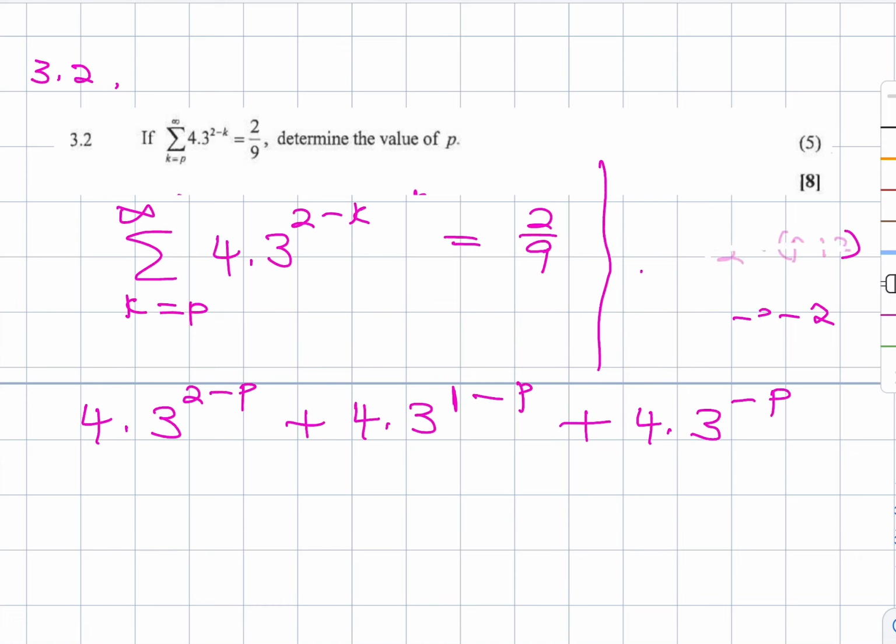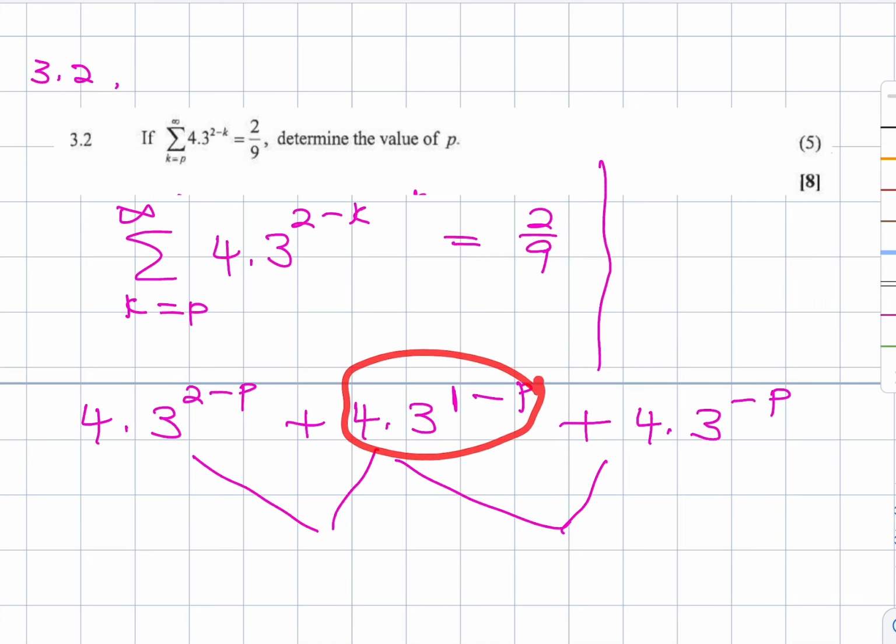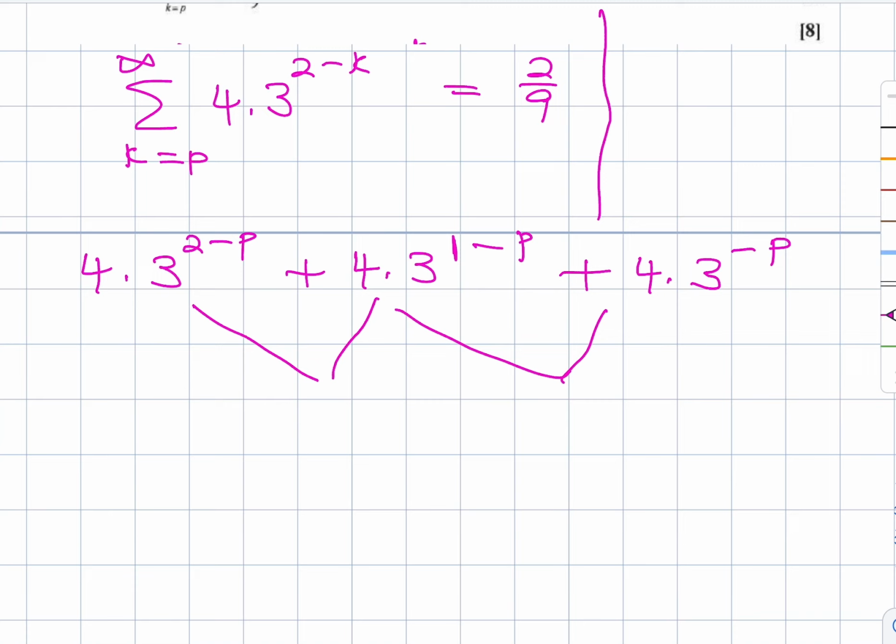So those are our first three terms. Then what we're going to do next is work out the value of r. So r is going to be T2 divided by T1. Let me just calculate that to this side. It's going to be 4 times 3 to the power 1 minus p, divided by 4 times 3 to the power 2 minus p. And then that 4 will cancel with the 4.